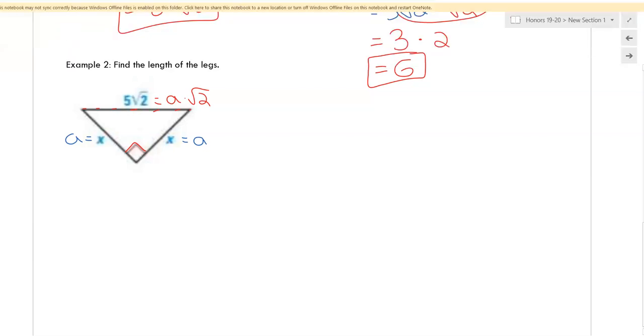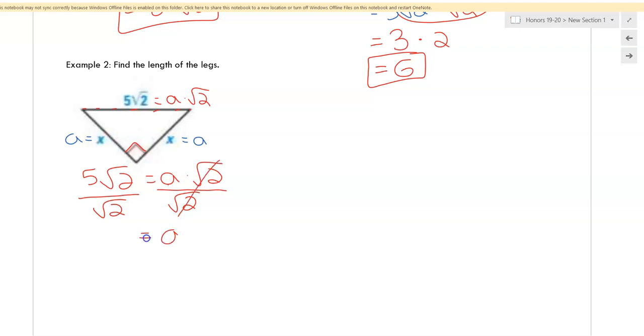So here I don't know what A is, but I know that 5 root 2 equals A times root 2. So if I'm solving for A, I'm going to divide by root 2. And A equals 5. Okay, so if you don't know what A is, you have to start by solving for A.